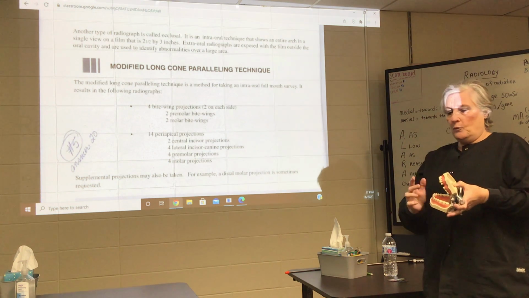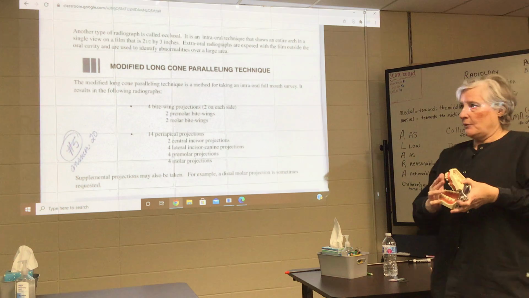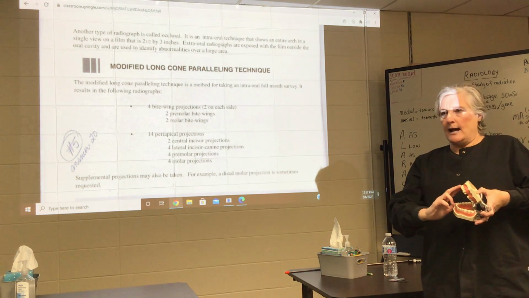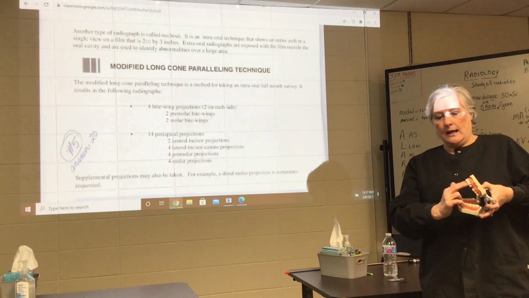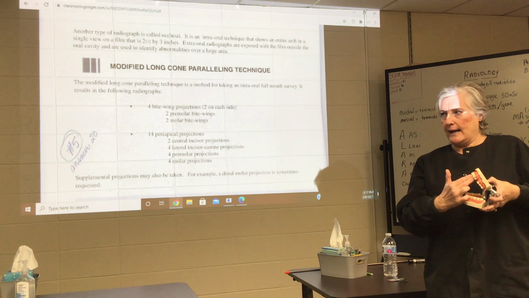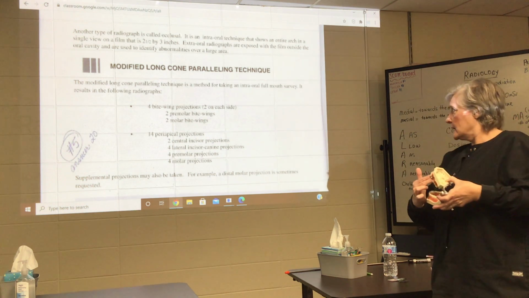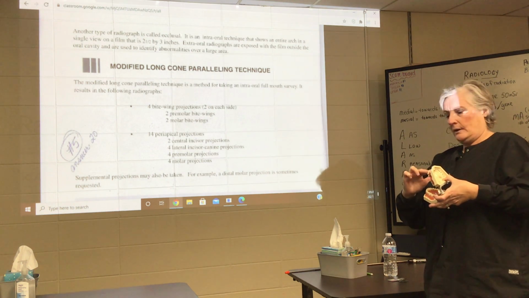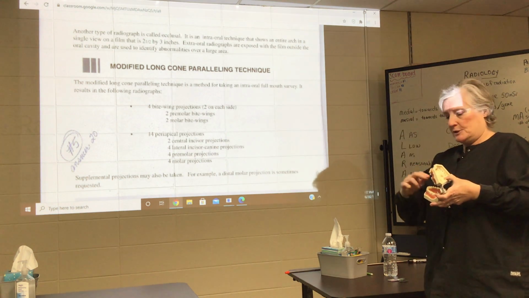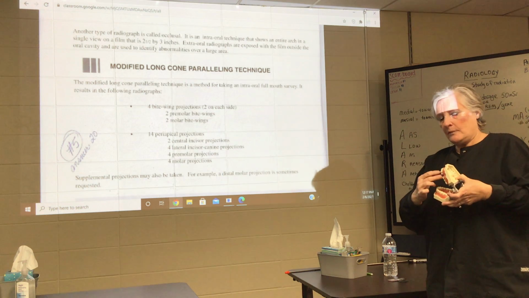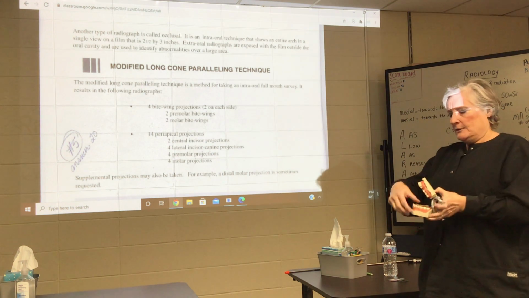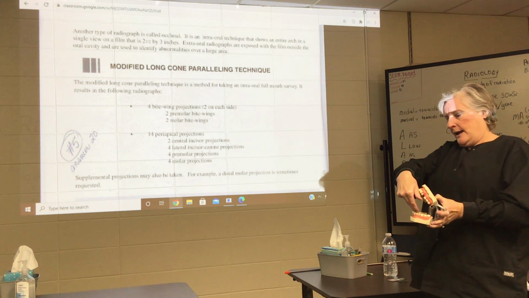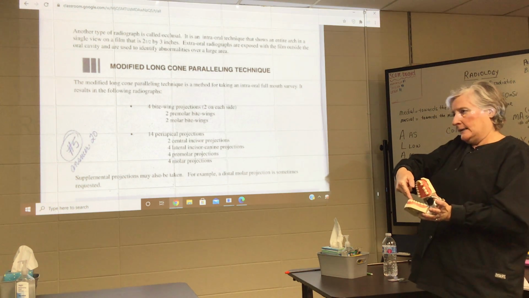Okay? Then we're going to have anteriors that we have to take. So we're going to take a canine lateral, central, and a canine lateral, then 2 centrals. It's 2 centrals. Okay? And then we're going to jump down and do canine lateral, 2 centrals, canine lateral.